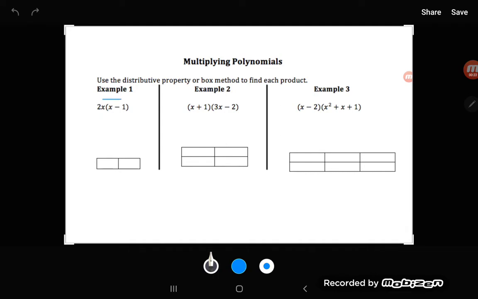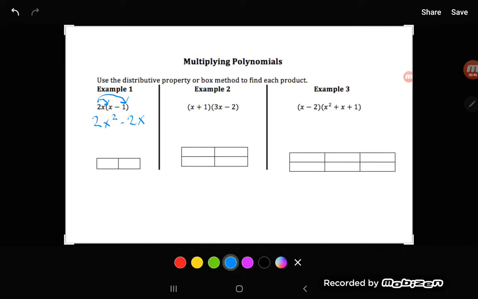First thing we're going to do is distribute. We're going to distribute the 2x to both terms of that binomial. That's going to give us 2x squared minus 2x.